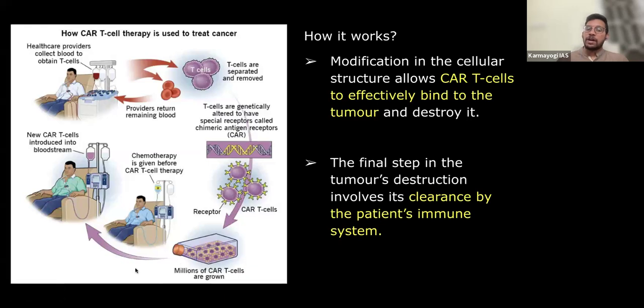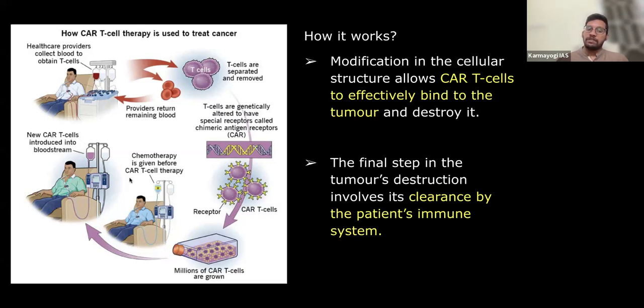Now millions of CAR T cells are grown in the laboratory, right? Whatever the mechanism, we have collected T cells, and then we have added chimeric antigen receptor proteins, and then we are multiplying them. Millions of CAR T cells are grown in the laboratory. Earlier they were called T cells, but now that we have added the CAR protein, they become CAR T cells, right? And then these are sent back to the person who is affected by cancer, right?